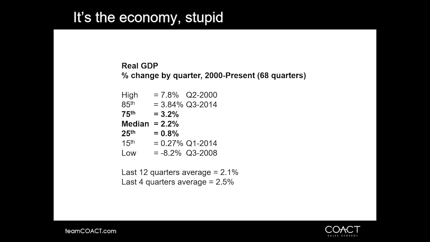Over the last 12 quarters, ending December 2017, we've averaged 2.1% growth period to period. In the last 4 quarters, 2.5%. So while some of us might really feel like there's a lot of activity going on, the economy is starting to percolate, in fact, it's pretty average right now.